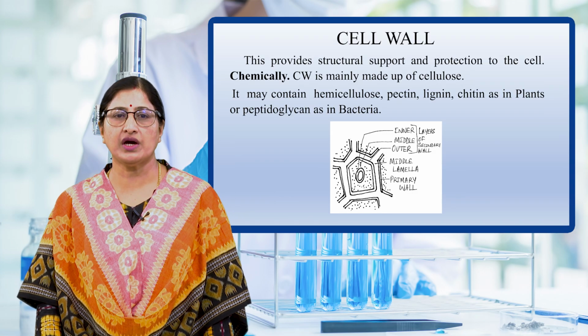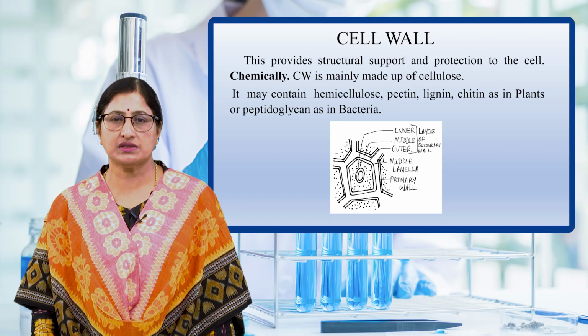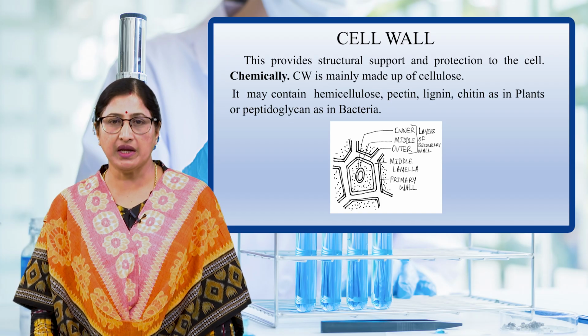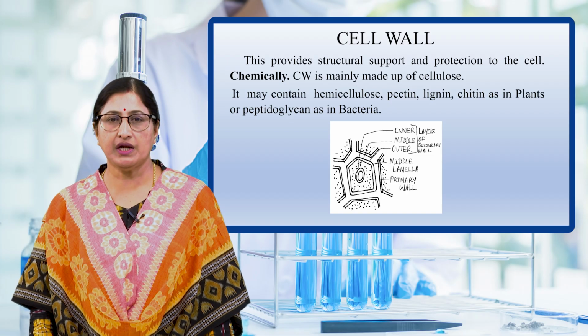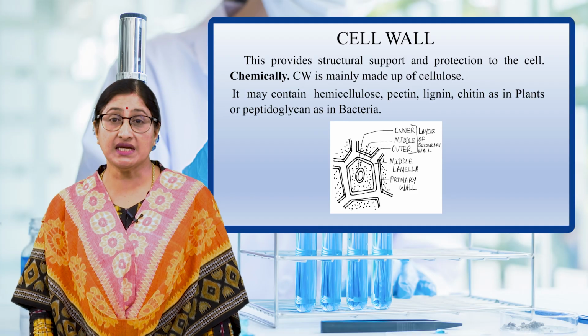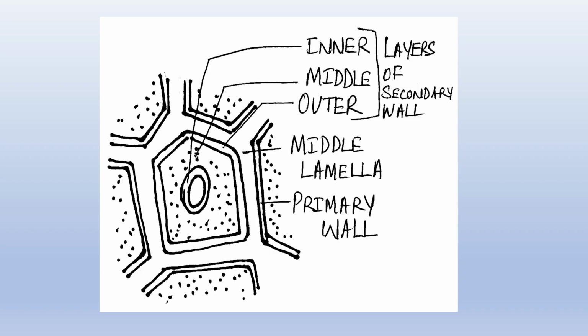Now, moving on to the other structure, that is cell wall. This provides structural support and protection to the cell. Chemically, cell wall is mainly made up of cellulose. It may contain hemicellulose, pectin, lignin, chitin as in fungi, or peptidoglycan as in bacteria. You can see in the diagram. Here, inner layer is there, middle layer is there, outer layer is there, primary cell wall and secondary cell wall.